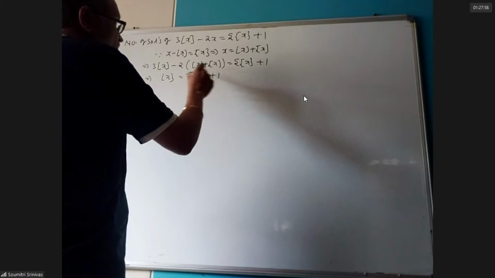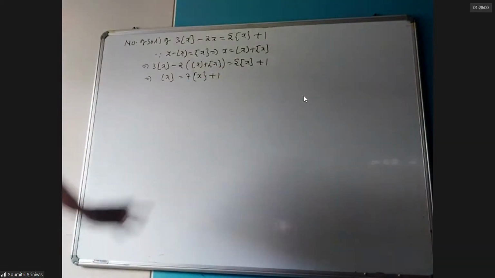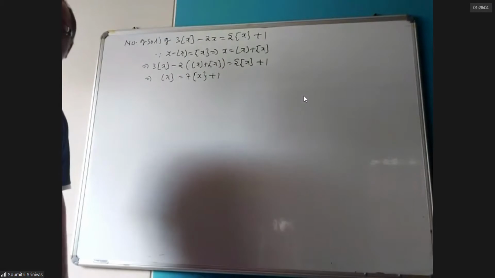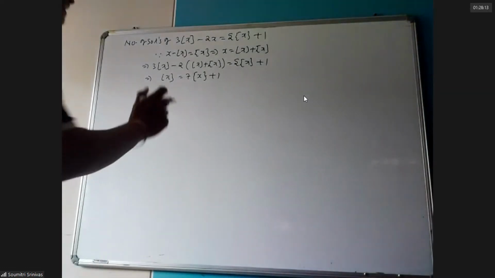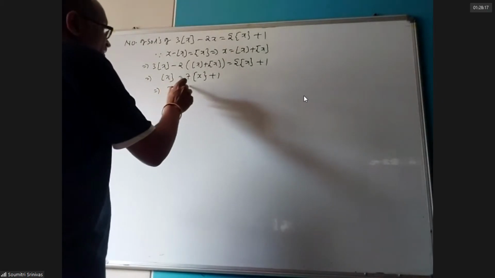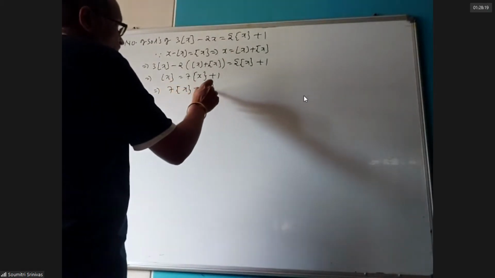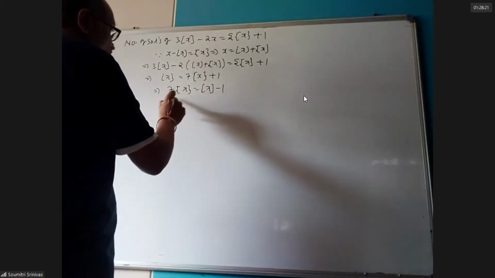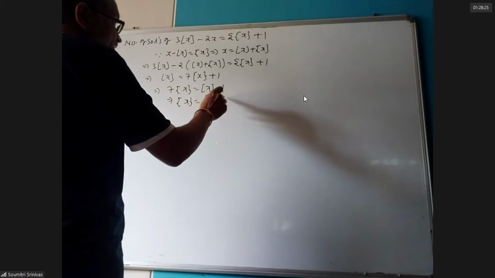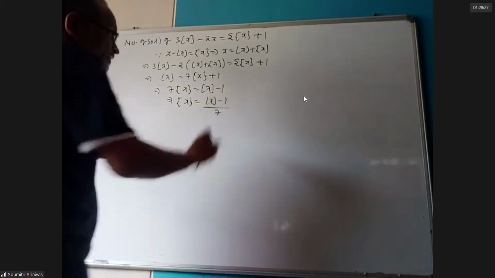Plus 1. All of you got till here? Yes, sir. I'm waiting for your approval. Got till here? Yes, sir. After this it's easy. What is 7 times the fractional part of x? What is fractional part of x? Step x minus 1 by 7.